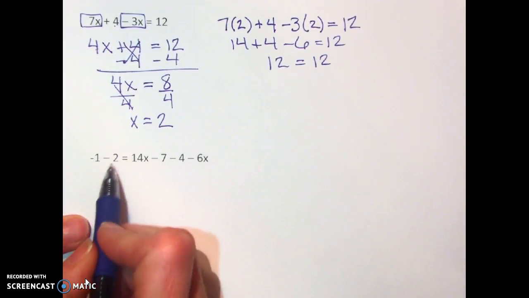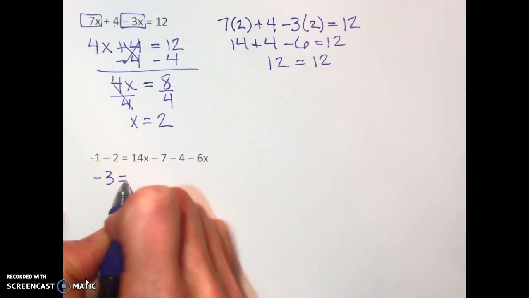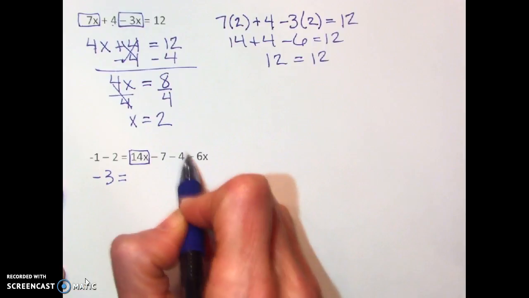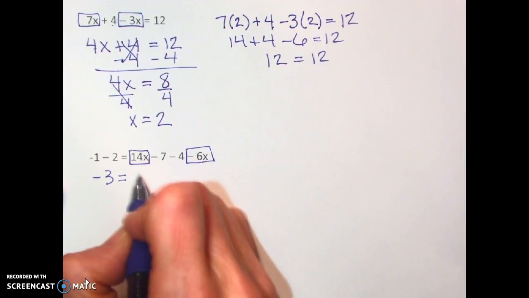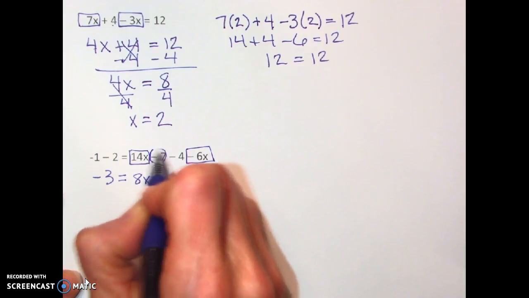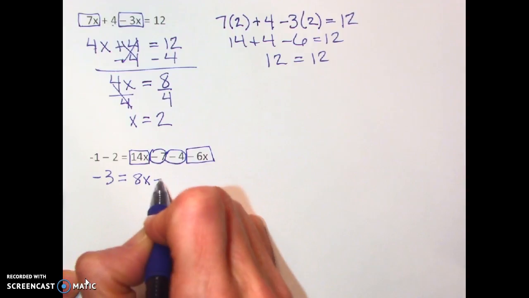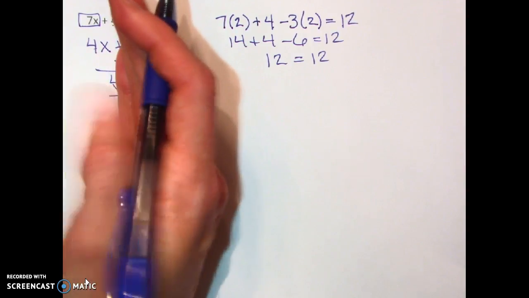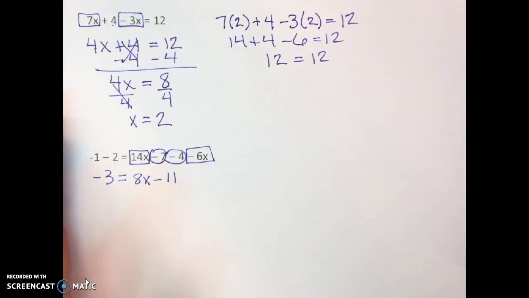Okay, the next problem, we have some like terms on the left side here. Negative 1 and negative 2 can be combined to negative 3, and a few on the right side. So 14x minus 6x become 8x, and the negative 7 and the negative 4 become negative 11. We want to combine all of our like terms on the left separate, all of our like terms on the right separate.